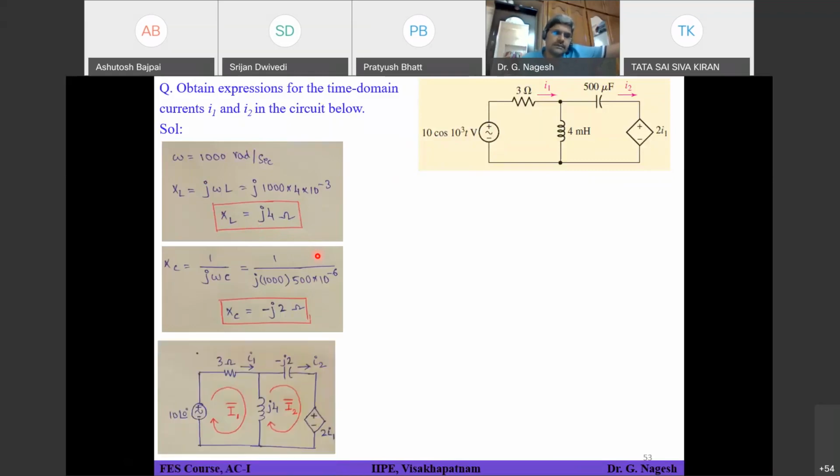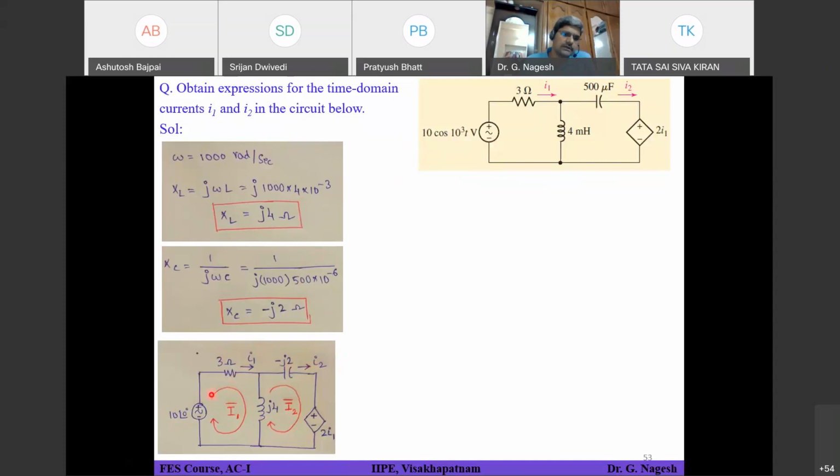The equivalent phasor circuit is this one. We have placed minus j2 here and plus j4 here, and this is 10 at an angle of 0 degrees. Now I am applying mesh analysis for these two meshes. Remember, they are asking for the instantaneous current I1 flowing through the 3 ohm resistor, and the instantaneous current flowing through the minus j2 capacitor.